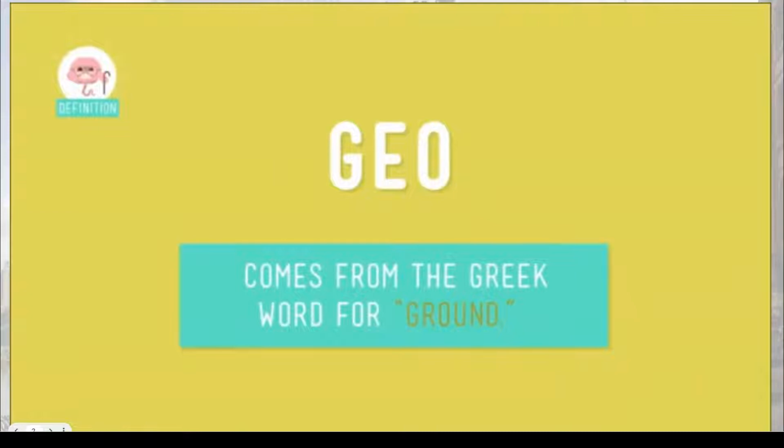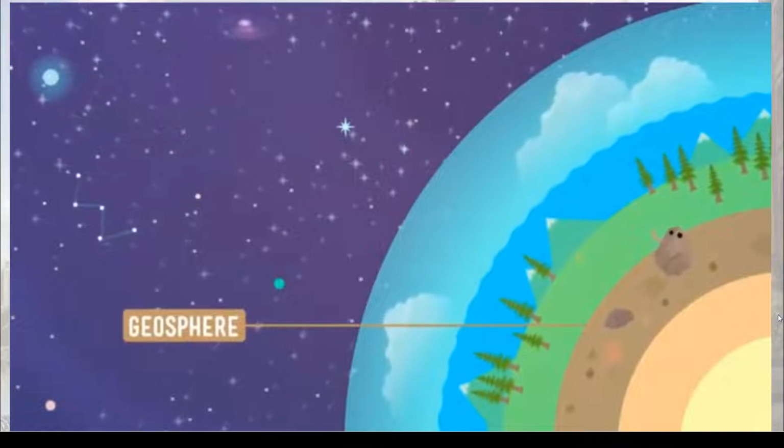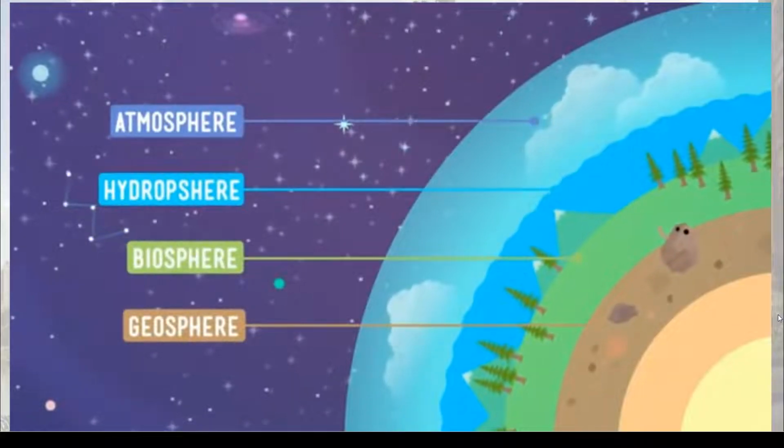Geo comes from the Greek word for ground. You may have heard this before in words like geology or geography. It basically means having to do with the Earth. And in a way, the Geosphere is kind of like the skeleton of our planet. All of the other spheres are built on top of it.